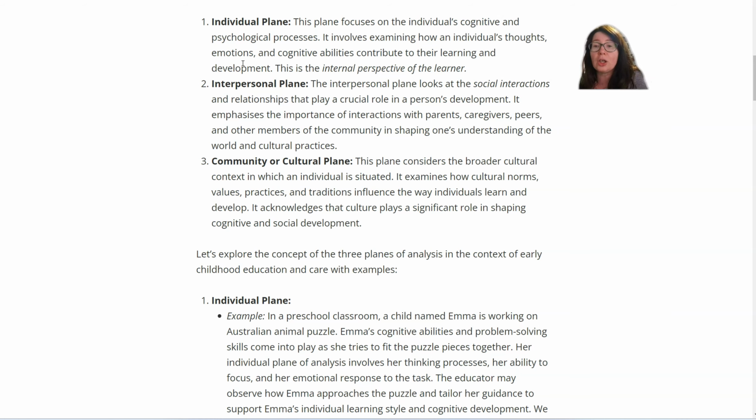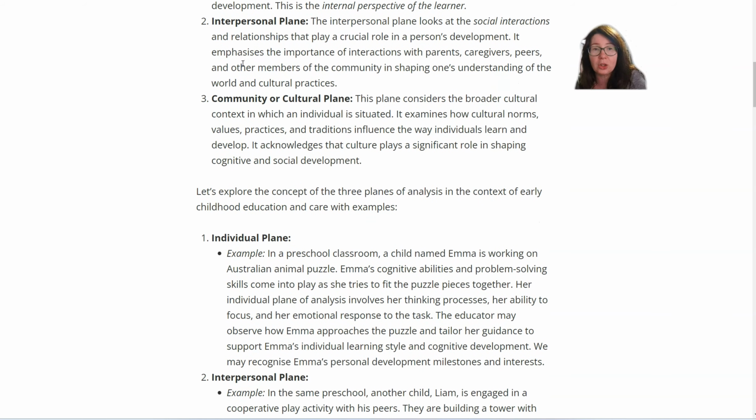So this is an internal perspective of the learner. Here you can also add the child's voice, the child's words, and the child's reflections, depending on what information you get.